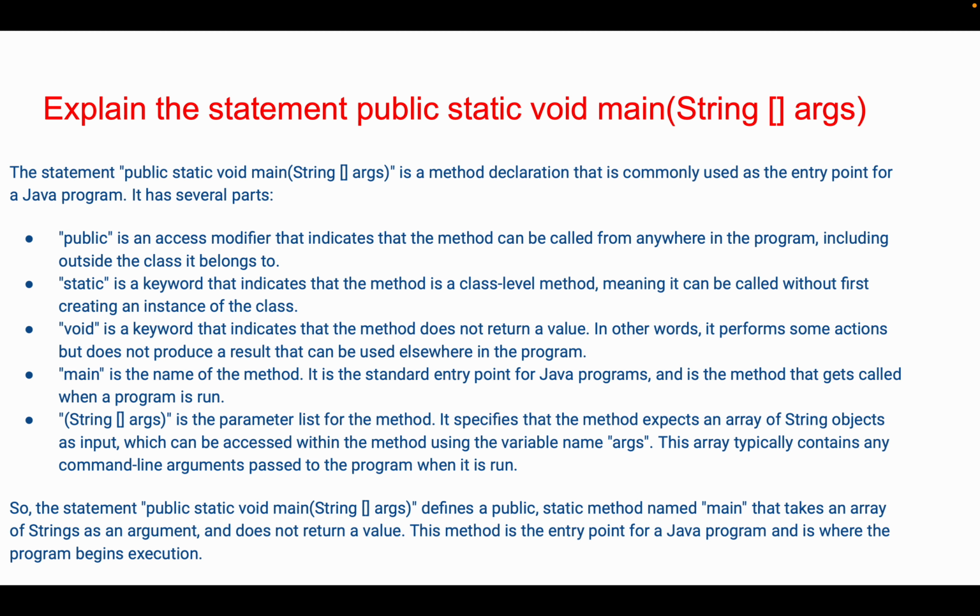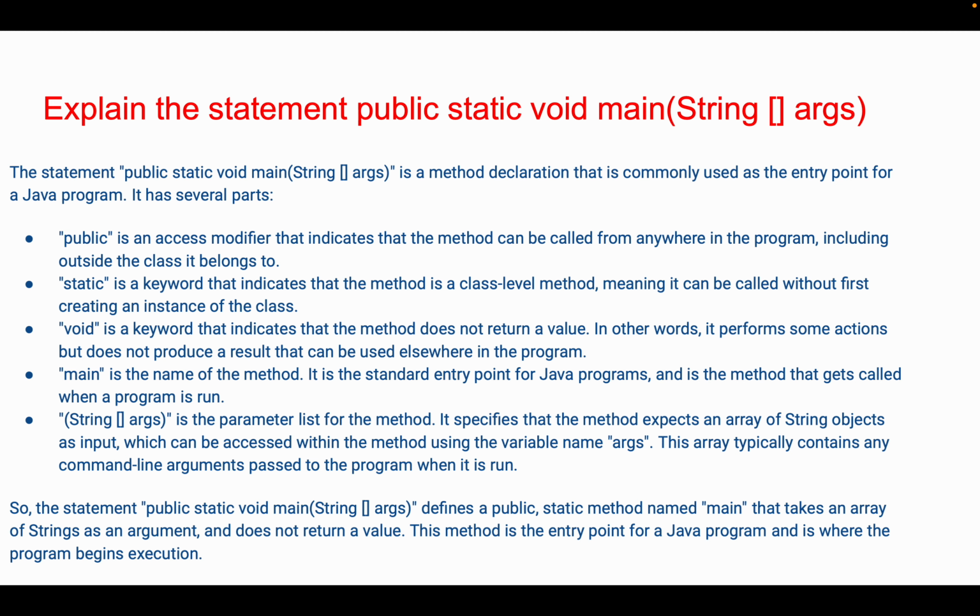Void is a keyword that indicates the method does not return a value. In other words, it performs some actions but does not produce a result that can be used anywhere else in the program. Inside the JVM, from where this particular main method is getting called, it does not expect anything in return. That's why the expected return type of this method signature is void.